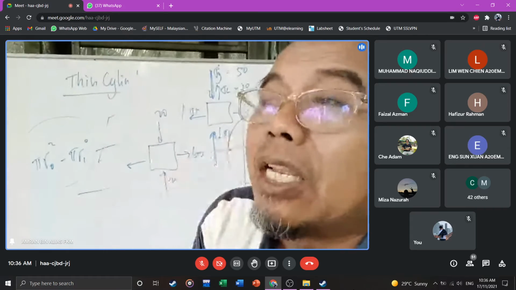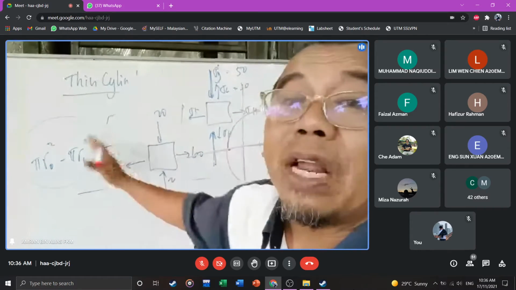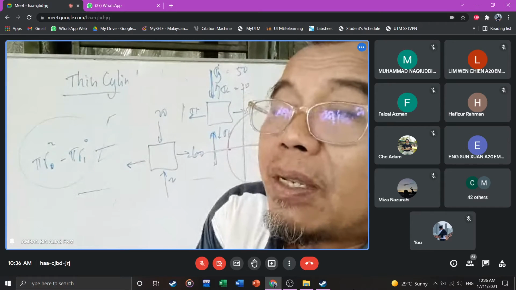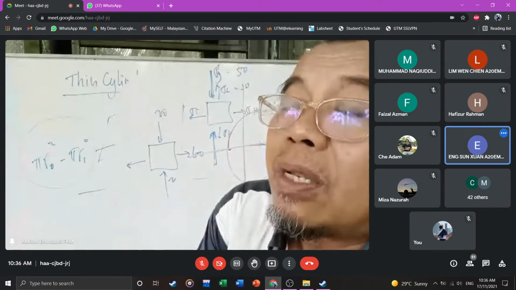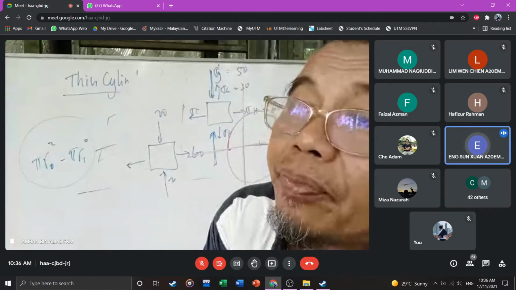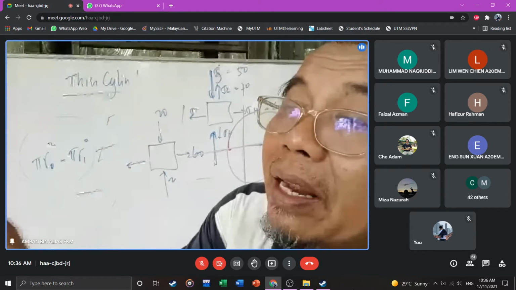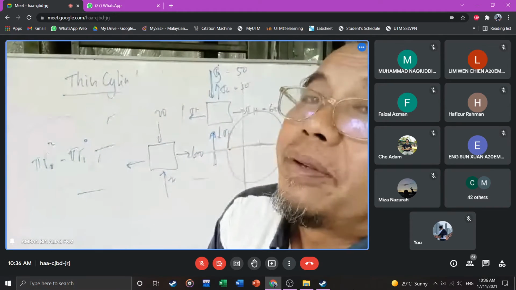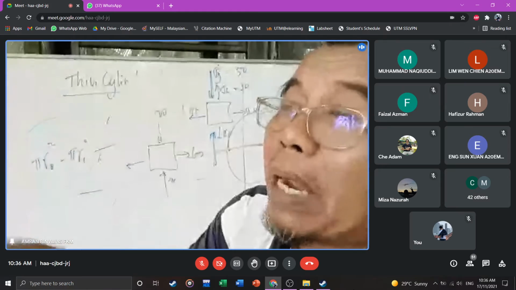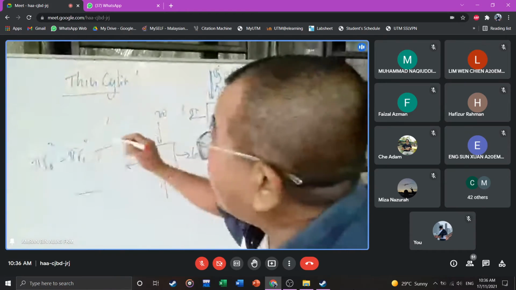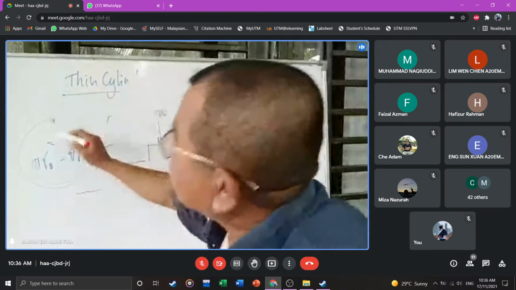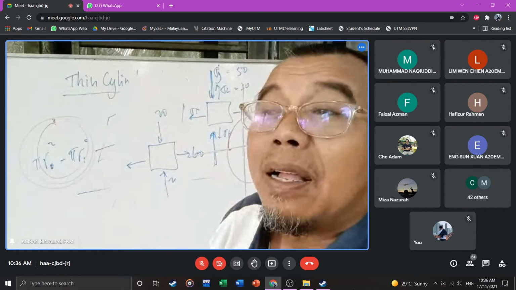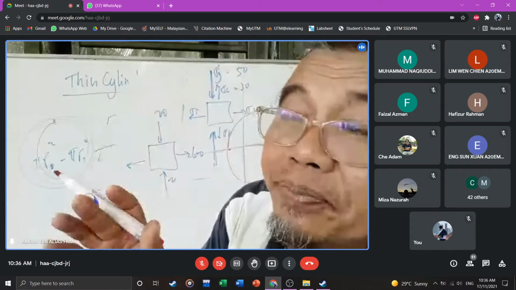So for a thin cylinder, if you don't want to derive it, what is the simple formula? PD over 4T, and PD over 2T. The other one, the area, is what? Pi d t. Pi d, or 2 pi r, the perimeter times the thickness becomes the area. Clear now? Very easy.